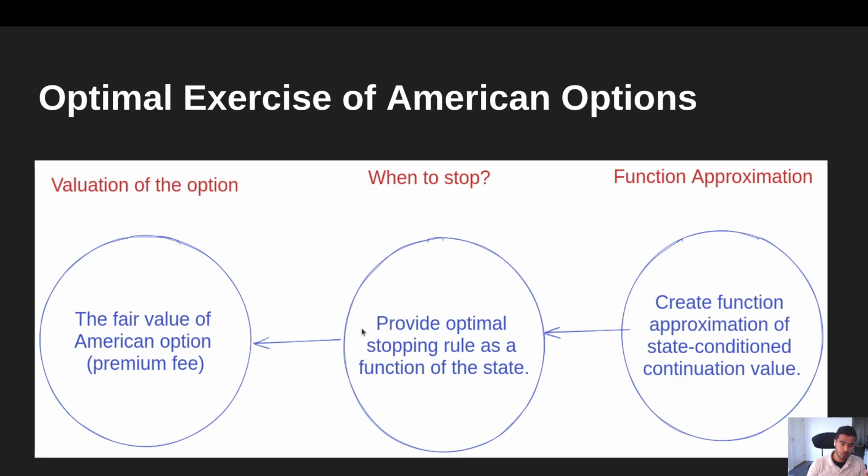If you can optimally provide a stopping time, then you can evaluate and get the fair value of the American option. That's the premium fee: the value of the option, with all the rights you have before exercising it, is how much you should pay as a premium fee for this option. So function approximation, when to stop and exercise, and that gets a valuation.